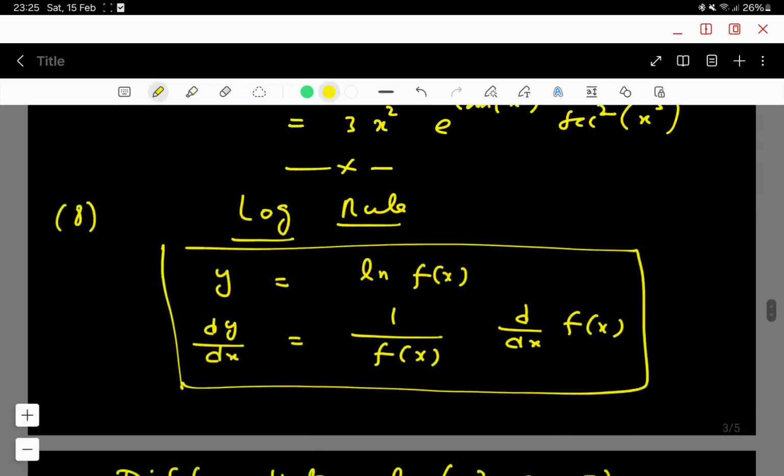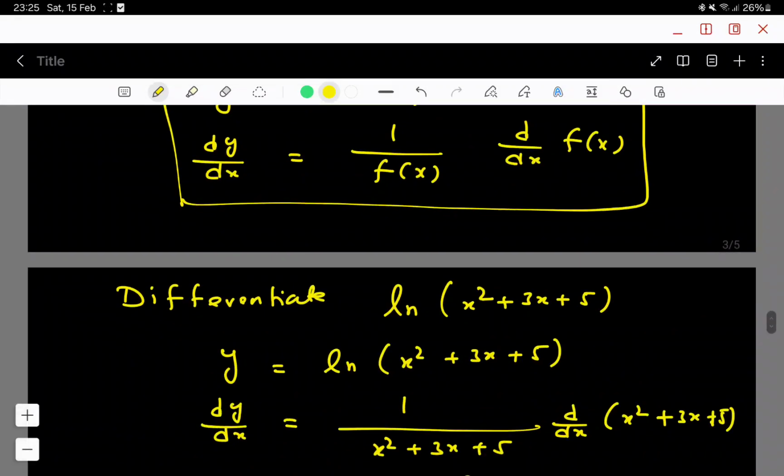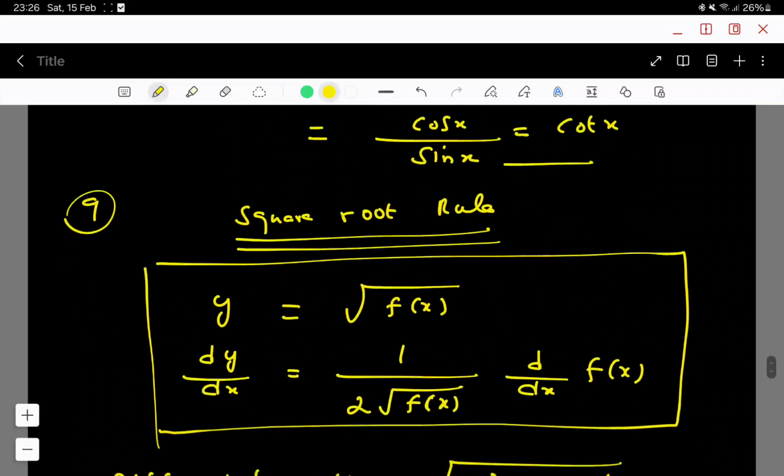Similarly, log f of x, 1 by f of x times d by dx of f of x. For example, log of x square plus 3x plus 5: write 1 by x square plus 3x plus 5, then differentiate x square plus 3x plus 5. This is the log rule.